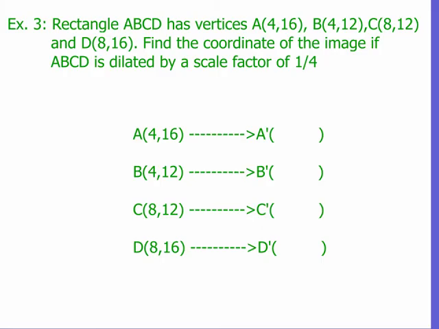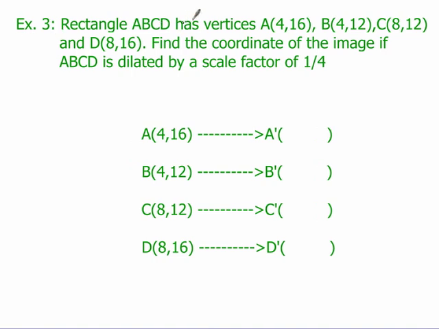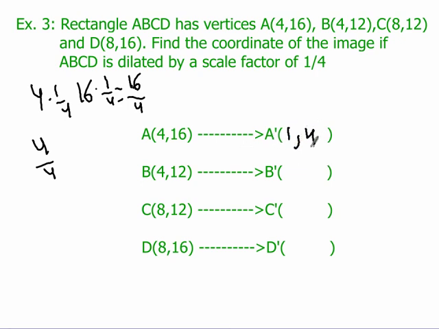All right, so let's go ahead and try this one. Rectangle ABCD has vertices of (4, 16), (4, 12), (8, 12), and (8, 16). Find the coordinates of the image if ABCD is dilated by a scale factor of 1/4. Let's see if you can figure this out. A is at (4, 16), and I'm multiplying by 1/4. 4 times 1/4 is the same thing as 4 divided by 4. 16 times 1/4 is the same thing as 16 divided by 4. So really I'm taking each one of these numbers and dividing it by 4. 4 divided by 4 gives me 1. 16 divided by 4 is 4. So A prime is at (1, 4).